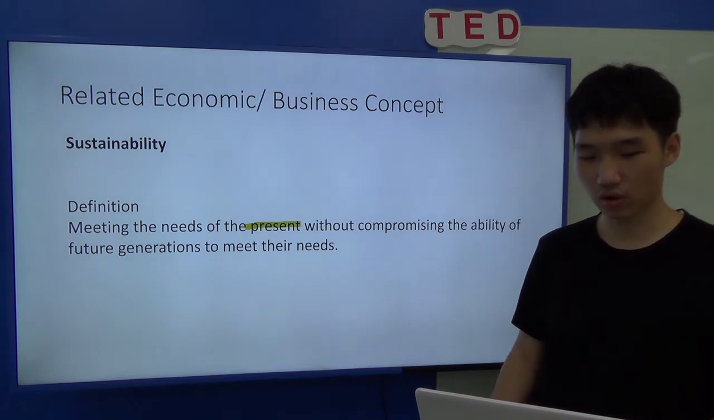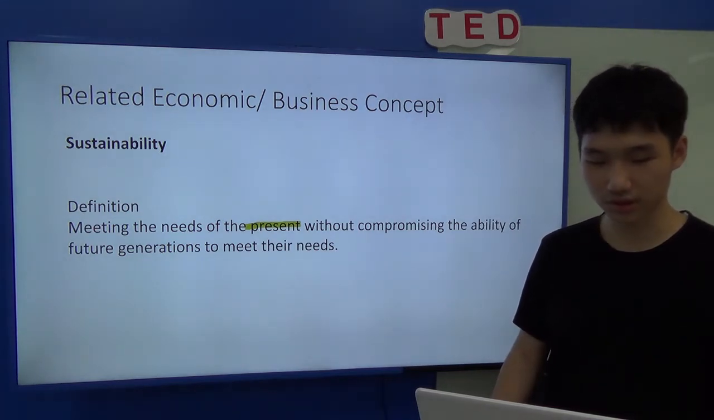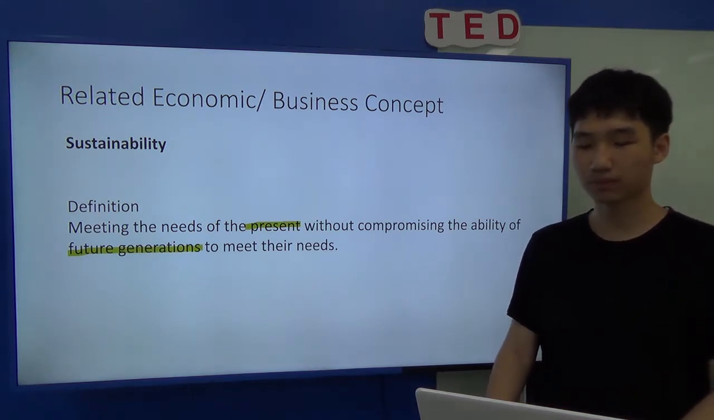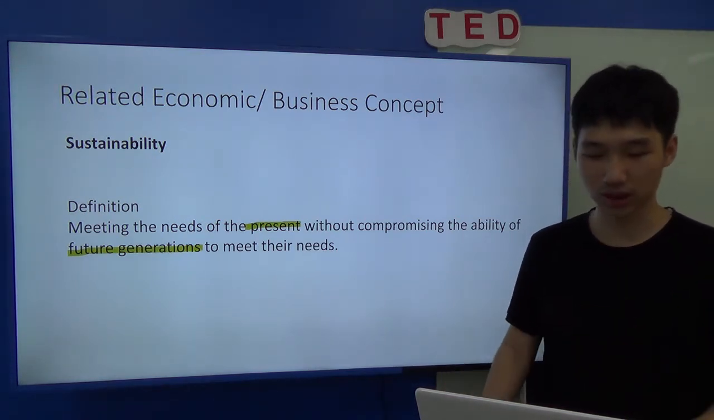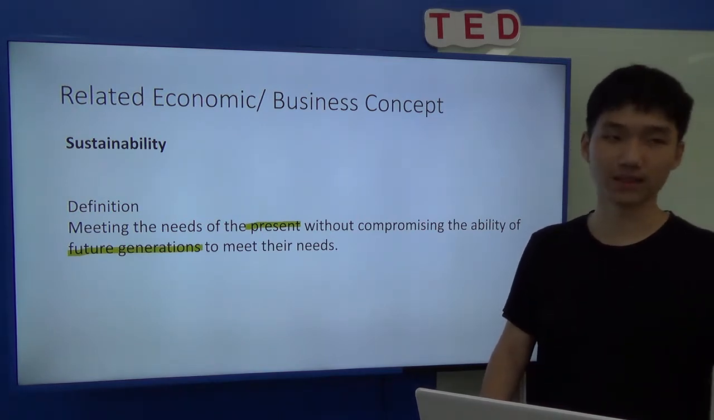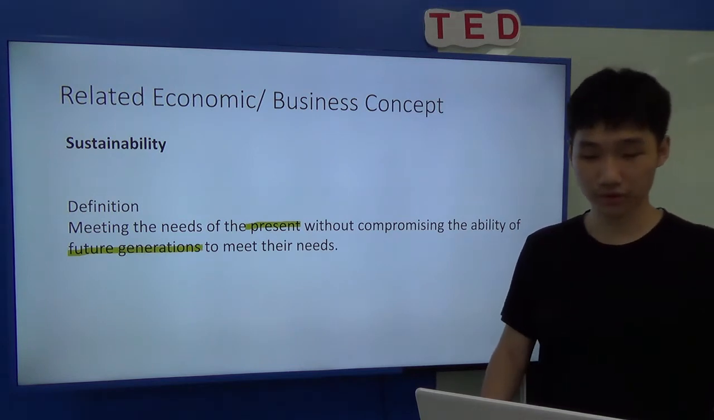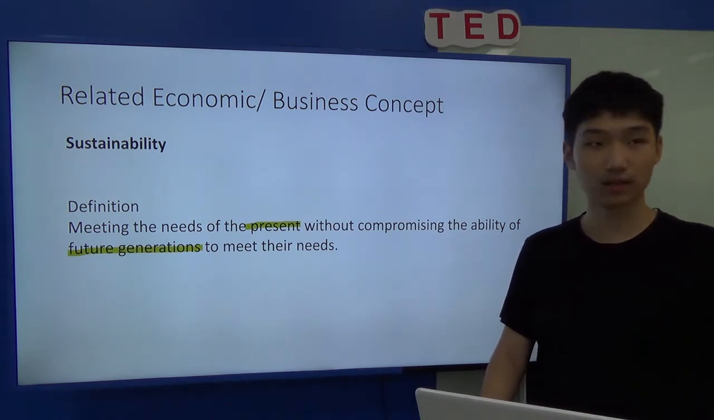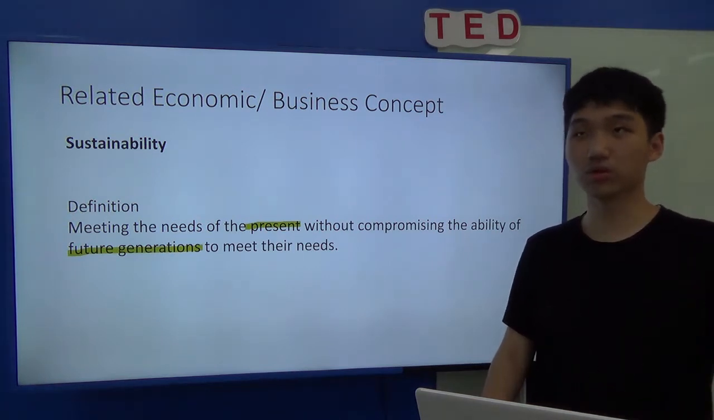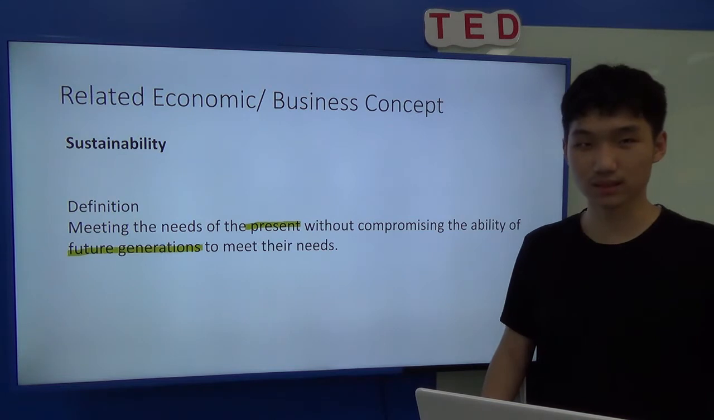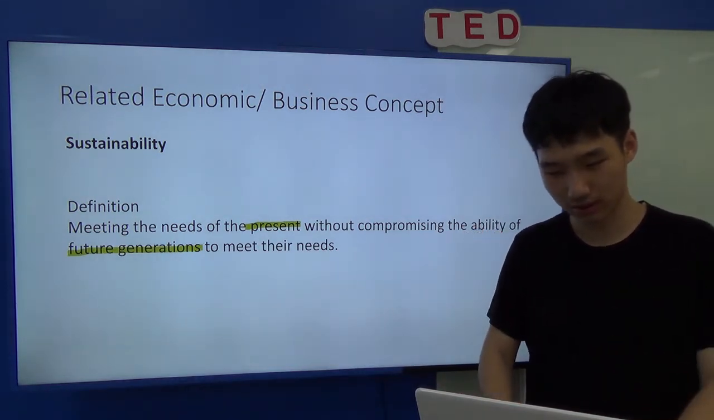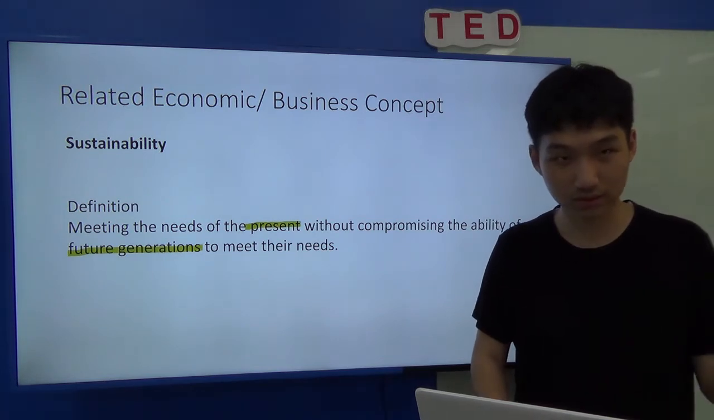And then it should not compromise the ability of future generations. Which means, for example, if you use resources such as trees or oil, or not, oil is a bad example, trees, fish, and others, you should not use and deplete them. And so you need to preserve some amount for the future generation. Everyone okay with this? Yeah.